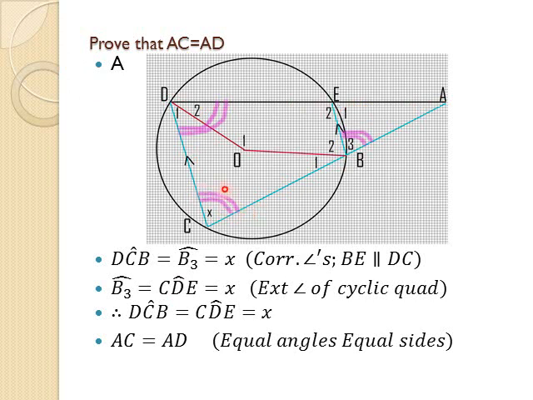Right, so therefore if this is x and that is x, AC equals AD, and my reason would be equal angles subtend equal sides. So the side facing this angle and the side facing that angle must be equal to each other.